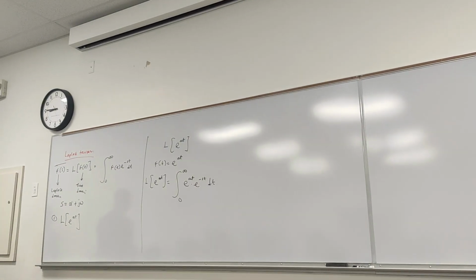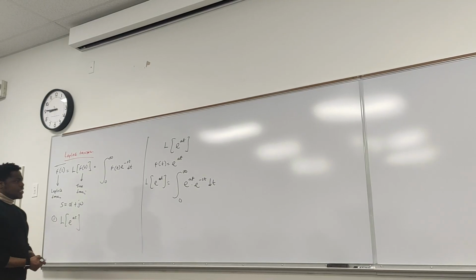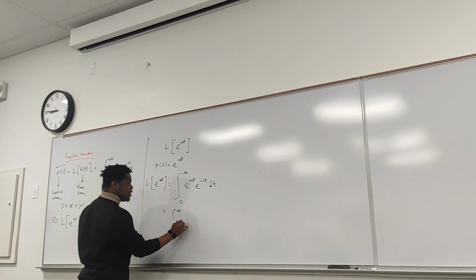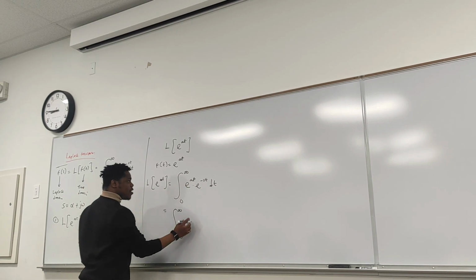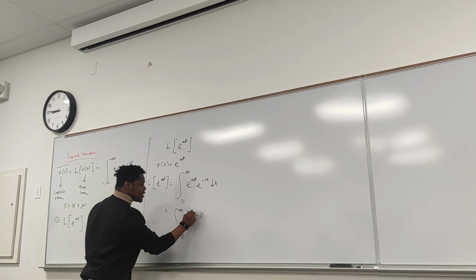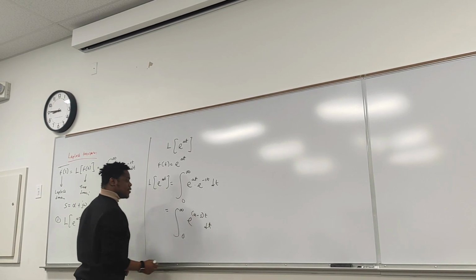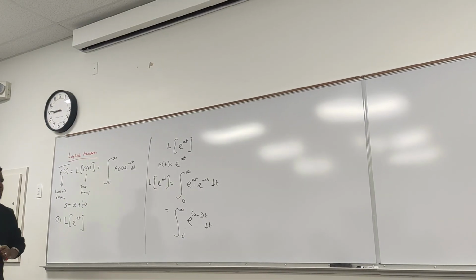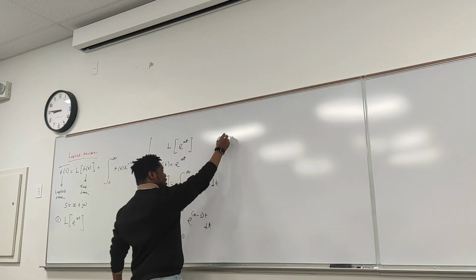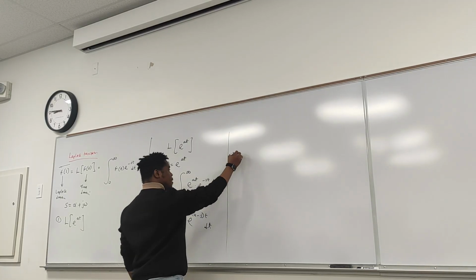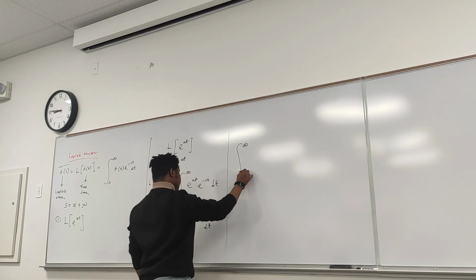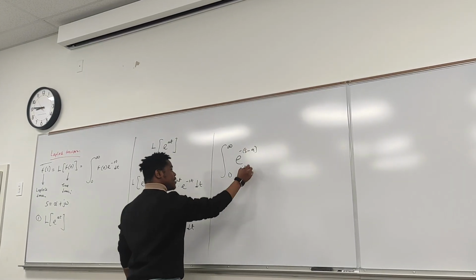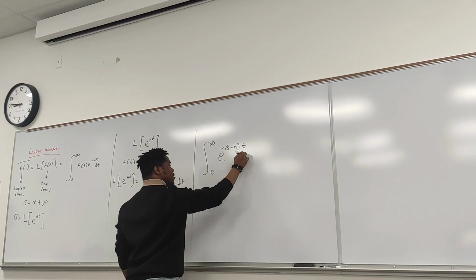Right? From here, it becomes the integral from 0 to infinity, where exponential t is common, so you can have exponential at minus st dt. So this can also be the integral from 0 to infinity of exponential minus s minus a, you put a negative here, like this, times t dt.